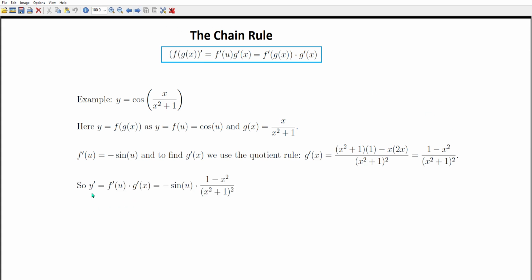And now we just look at the chain rule again. y prime equals f prime of u times g prime of x. Minus sine of u times g prime of x. And now remember that u is x over x squared plus 1. So we get minus sine of x over x squared plus 1 times the derivative of x over x squared plus 1. Okay, so once again, derivative of cosine is minus sine, but it's not evaluated at x, it's evaluated at the inside function x over x squared plus 1, and now times the derivative of the inside function.